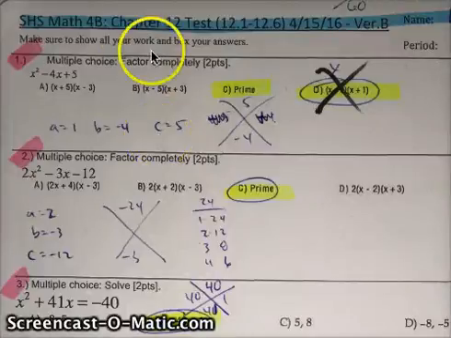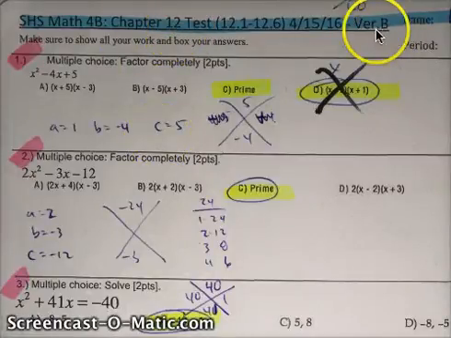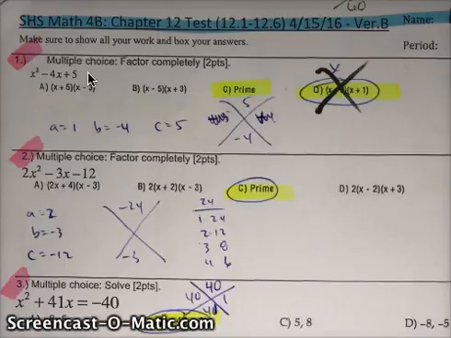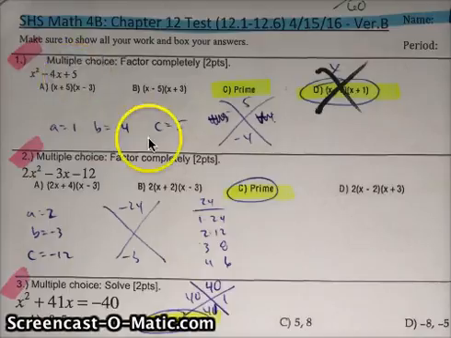These are the test corrections for Chapter 12, test for version B. Version B. Number 1 says factor completely. To factor completely, I have my A value is 1, B value is -4, C is 5.